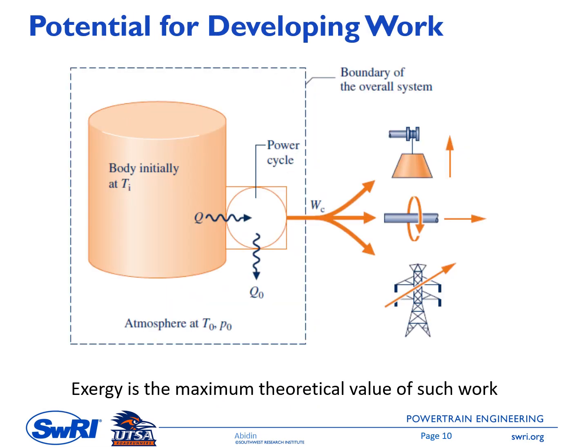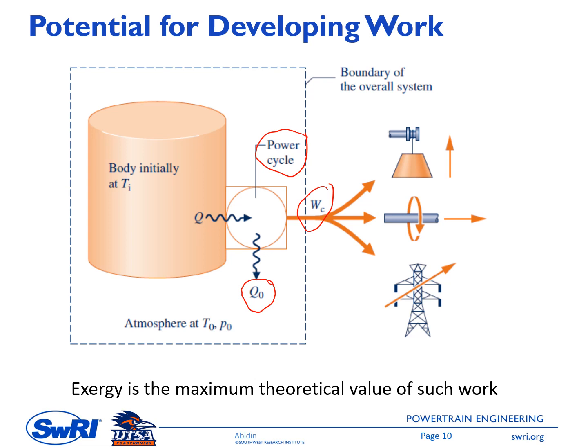So once again, if I have a body at a temperature of Ti, then rather than letting this heat transfer go to the environment and get nothing, I can flow this heat into the power cycle. And then from the second law of thermodynamics, there should be some heat transfer going into another system which has a lower temperature. This is Q0.